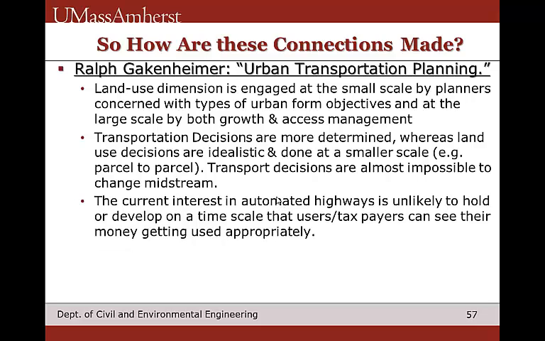So the current interest in automated highways is really unlikely to hold or develop on a timescale that users and taxpayers can see their money getting used appropriately, right? Back in the 1950s, when Dwight Eisenhower instituted the Federal Interstate Act, people over a 10-year period saw their tax money being used effectively because there were so many new highways and new roads being built, right?